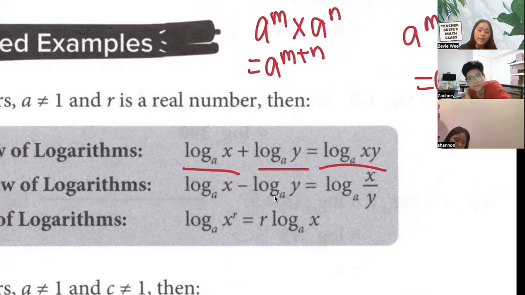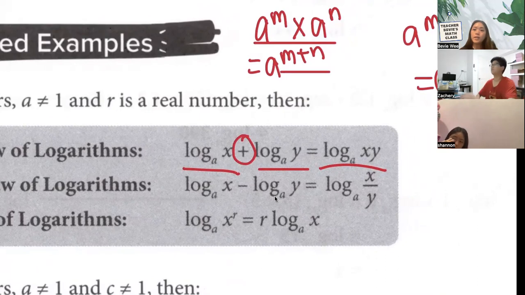Do you see or not? Here it's a^m times a^n. Combine the power, it's a plus. But here it's a plus, and you combine it by a multiplication. So you have to be very clear on your indices before you come on to this one. If not, wow, which one is which, blur already.